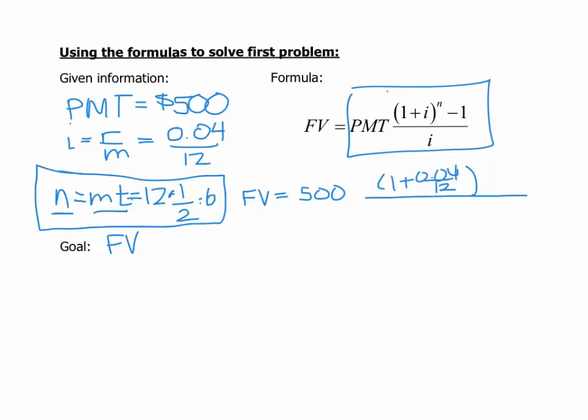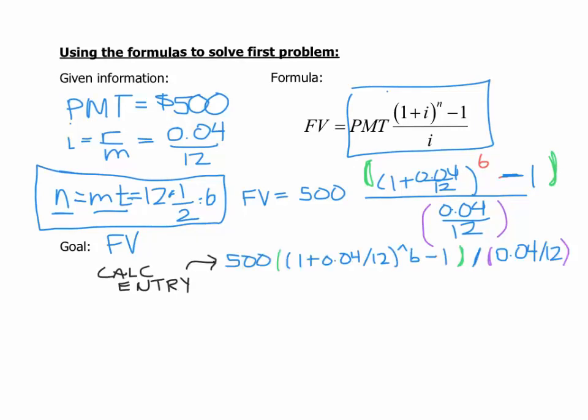This is going to be raised to the 6, and then we're going to subtract 1 over 0.04 divided by 12. Now, entering this into the calculator is a little bit challenging, so whenever we have more than one thing in the numerator or denominator, we want to have parentheses around it. So when I go to enter this into the calculator, I need to have parentheses here, here, here, and here. When I type this into my calculator, this is what it needs to look like.